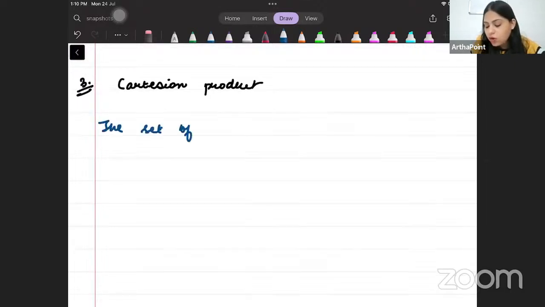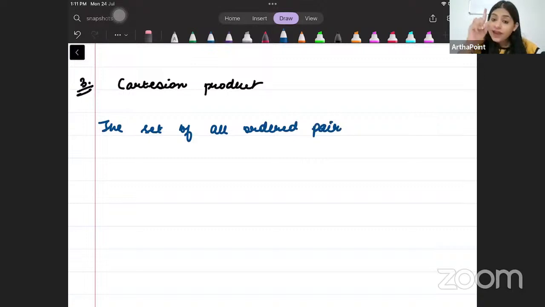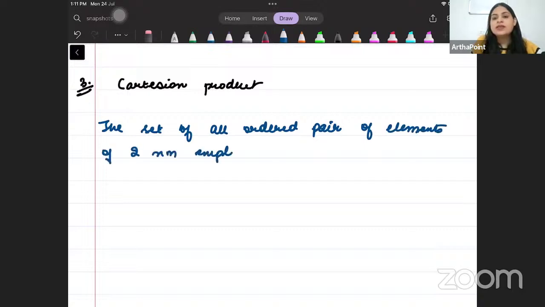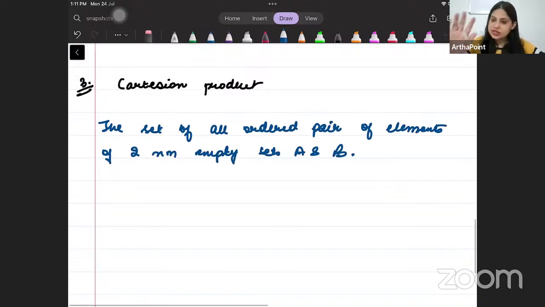of all ordered pairs of elements of 2 non-empty sets A and B. This is called Cartesian product. कैसे करना है समझ तो.